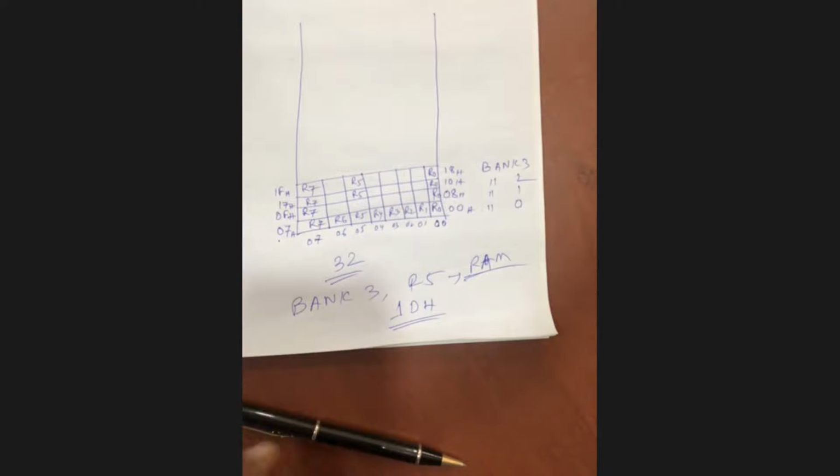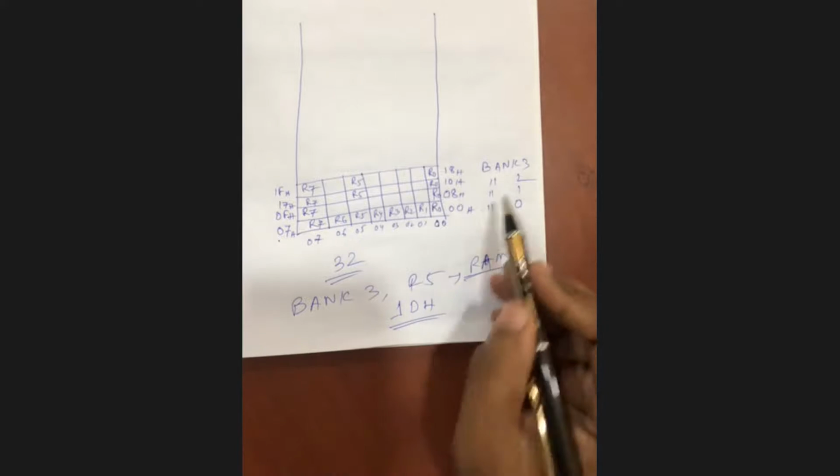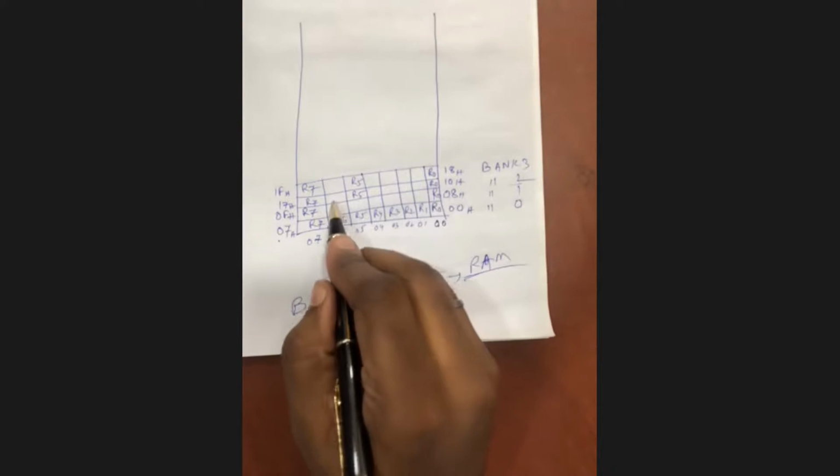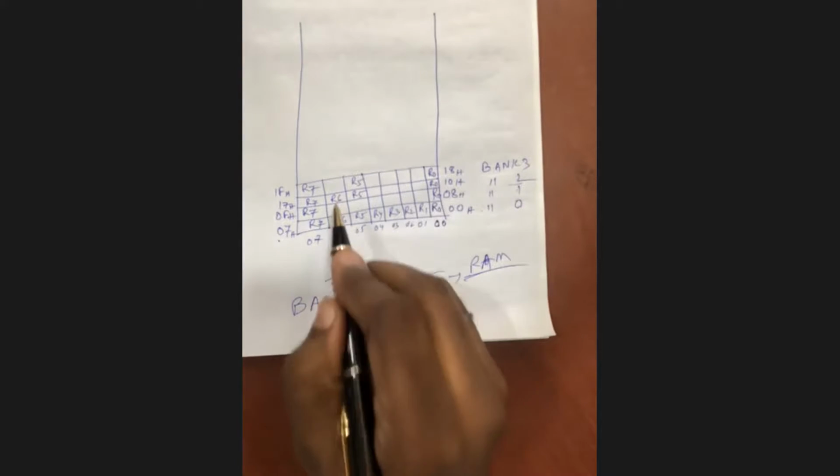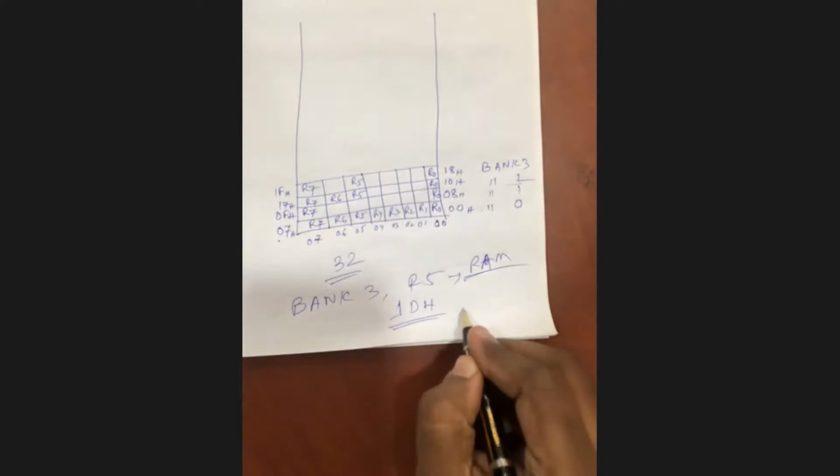Similarly, bank 2 R6 register. R6 means this one, 16H.